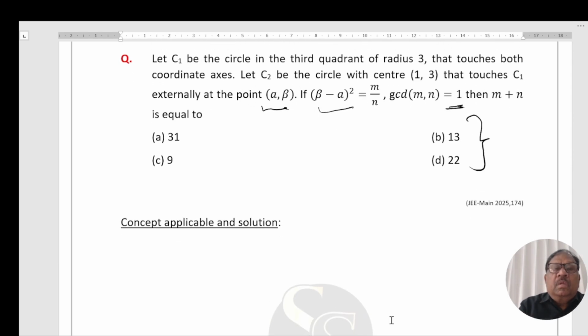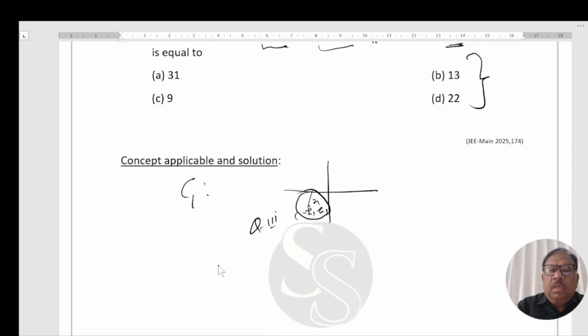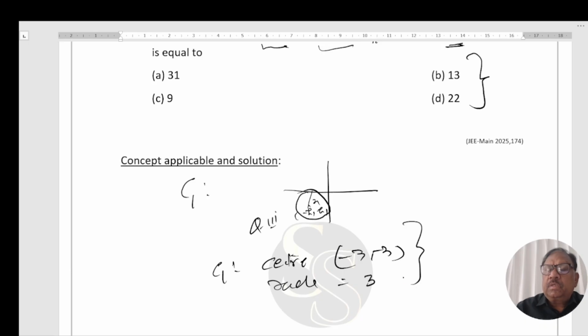Now C1 touches both the coordinate axes in the third quadrant, like this is the third quadrant. What will this point be? Minus h, and the radius will be h. So the center of C1 becomes (-3, -3) and the radius is 3. This is one case.